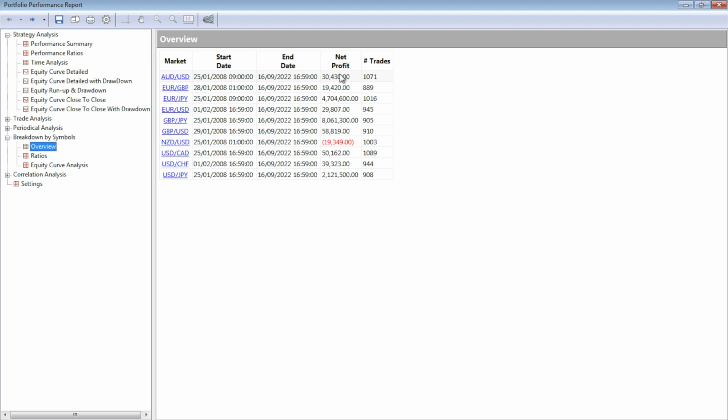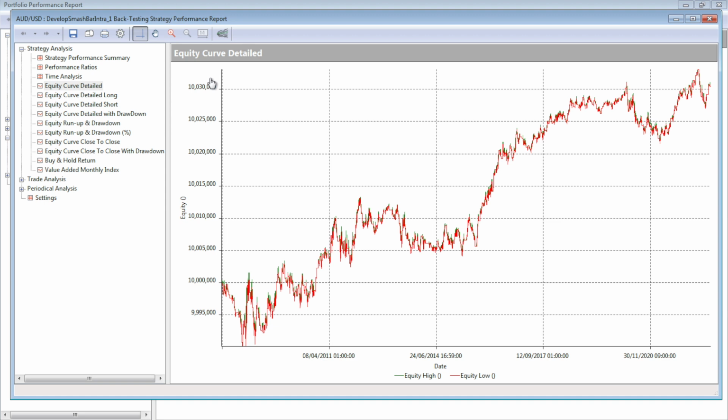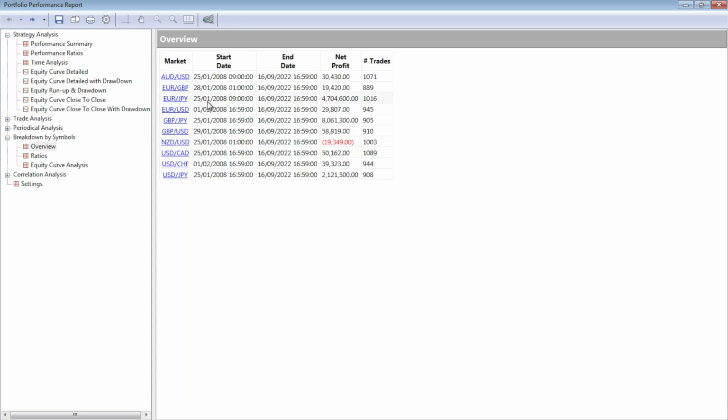And looking through at the net profit, we can see that every one, apart from New Zealand dollar, US dollar, every one of them actually made a net profit. And we can individually go through looking at the individual performance reports for each of the markets on the 480-minute. These are the equity curves. I'll quickly go through those.